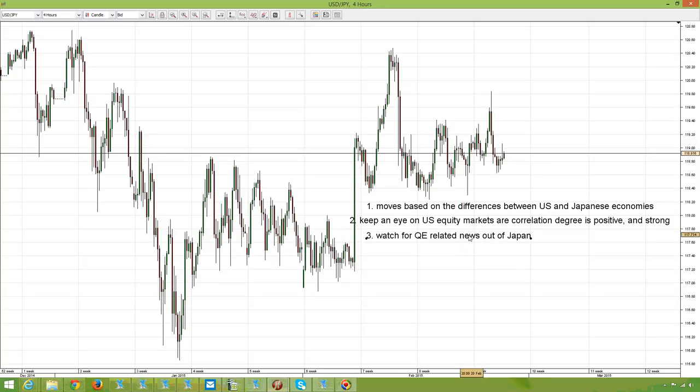Of course, interest rate decisions are important as well, but nobody is going to raise rates before ending the quantitative easing, like it is the case in the United States.